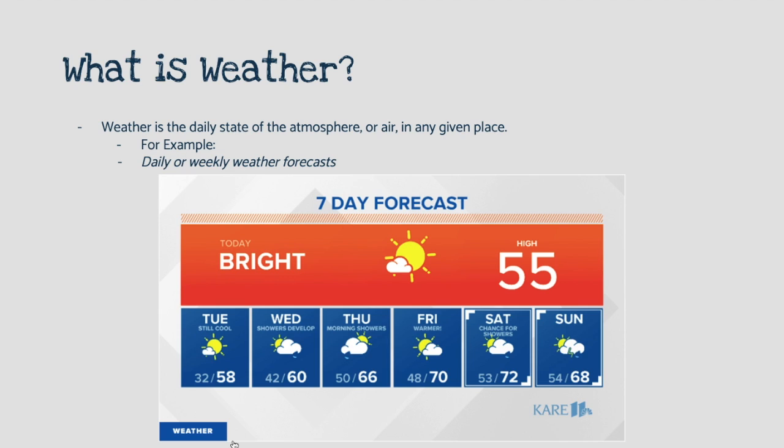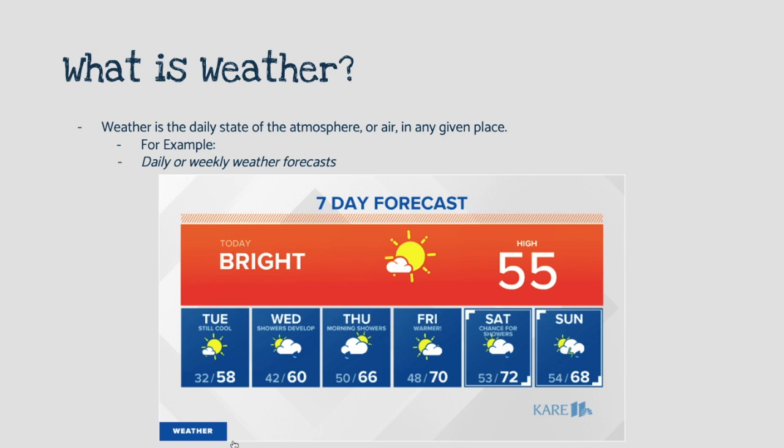Hi, second graders. Today we are going to be talking about earth science, that is science involving the earth, and we're going to go into weather. Let's get started. So, what is weather? Weather is the daily state of the atmosphere or air in any given place. So, the atmosphere is the air above us till you get to space.